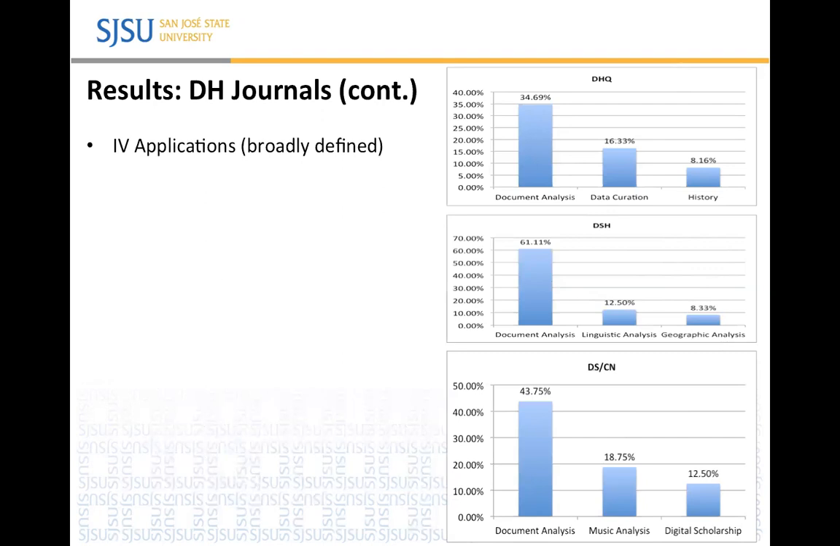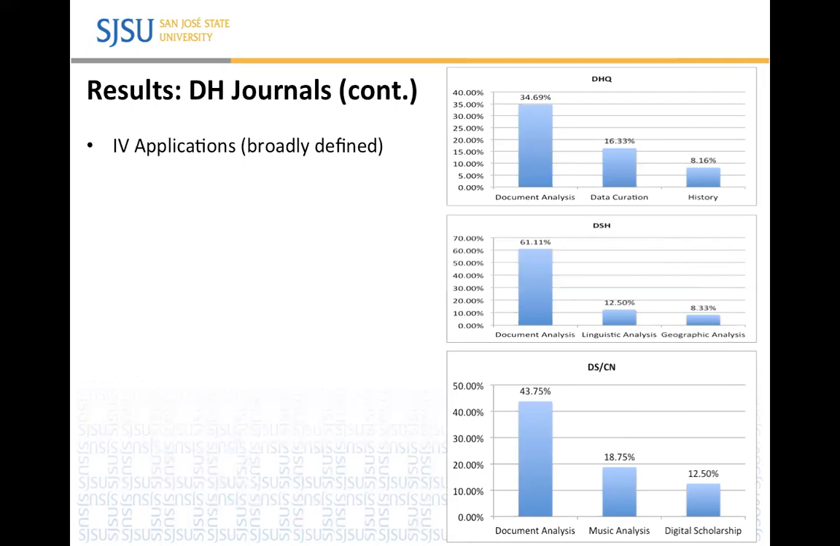And the content analysis of Digital Scholarship in the Humanities reveals a different result, with the top 3 applications identified as document analysis, that's the same, but linguistic analysis and geographic analysis. And this is not surprising, as Digital Scholarship in the Humanities was formerly known as Literary and Linguistic Computing, so it comes with a significant portion of the work focused on linguistic research.